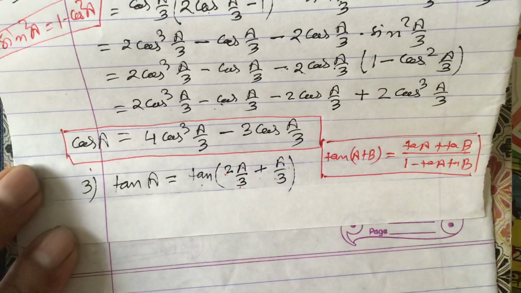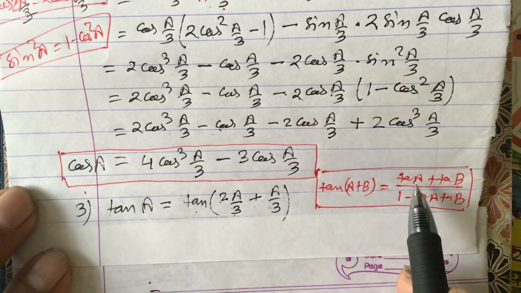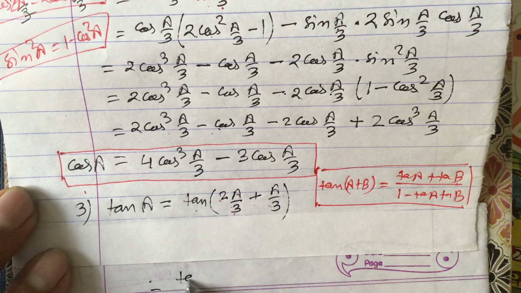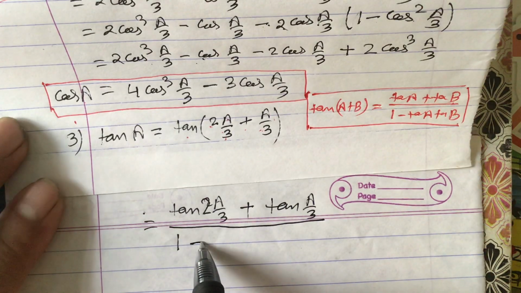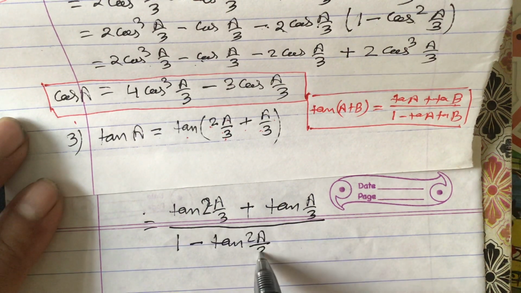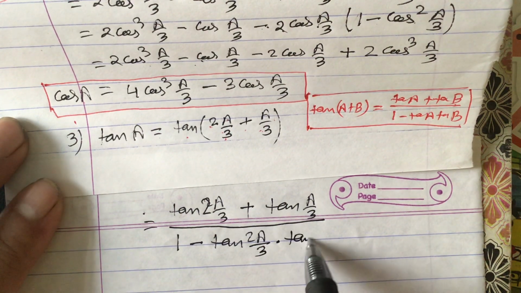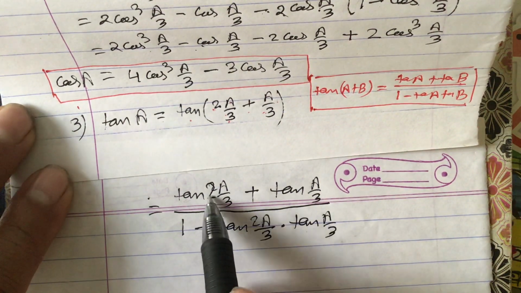Okay, let's do it on the next page now. See, this is equal to, numerator first of all, tan a plus tan b. Tan a means tan 2a by 3 plus tan b is tan a by 3, divided by 1 minus tan a, which is tan 2a by 3, dot tan a by 3. Okay. Now, let us put the formula of tan 2a.